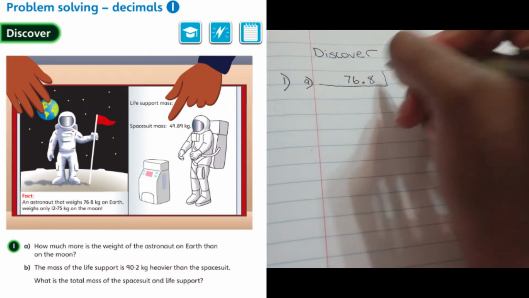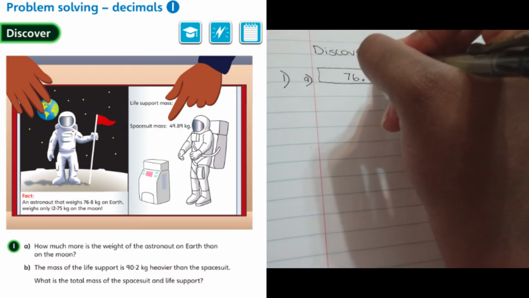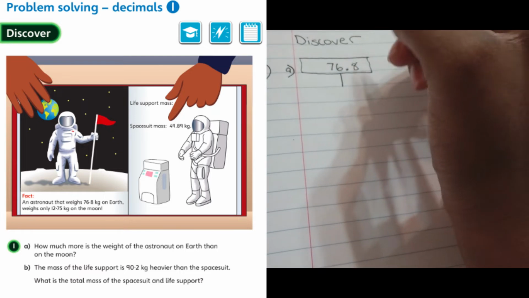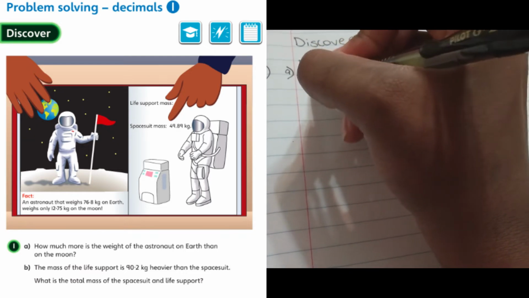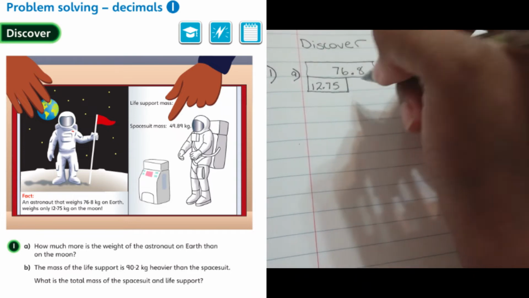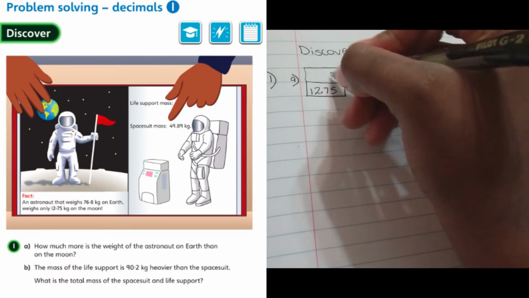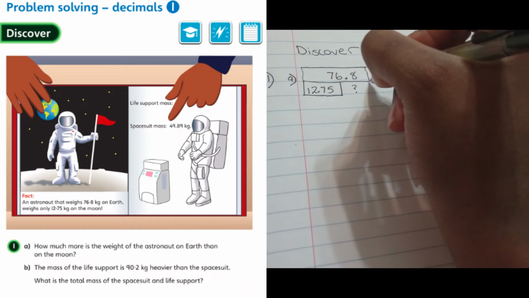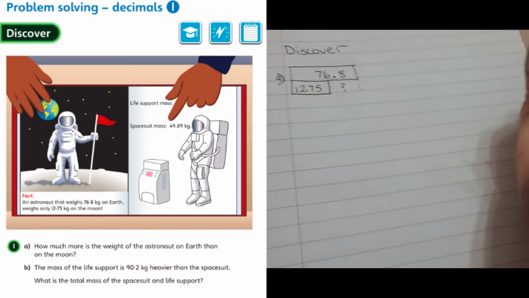I'm going to turn that into a bar. Now, his weight on the moon is one of the baby numbers. It's less, 12.75. To get to the weight on Earth, I would need to add something on to 12.75 to reach over here.